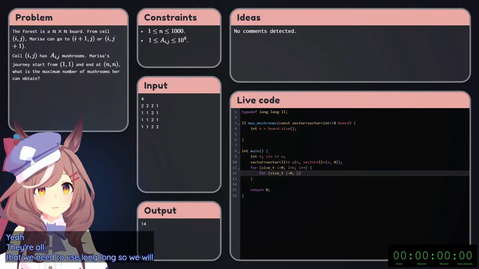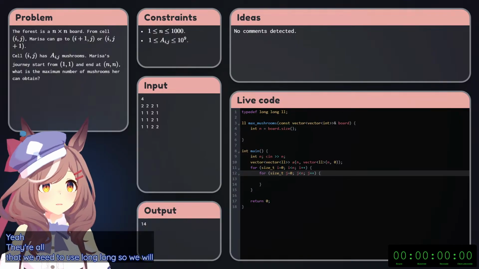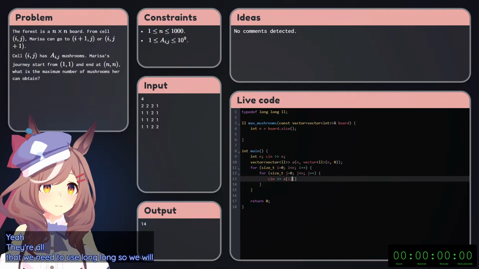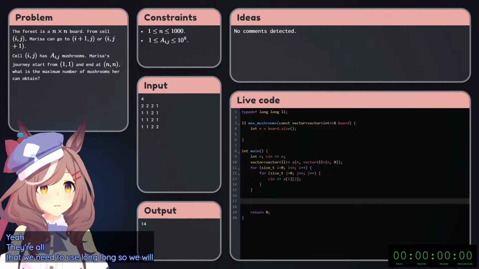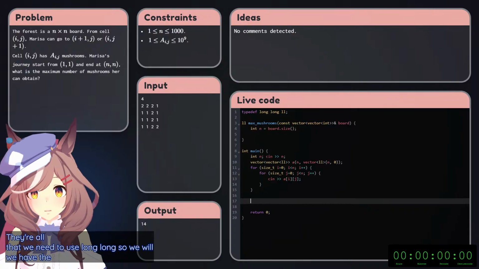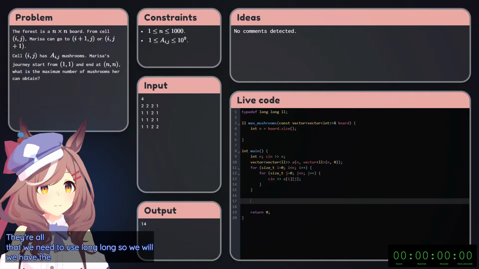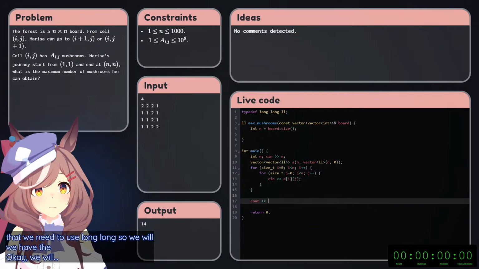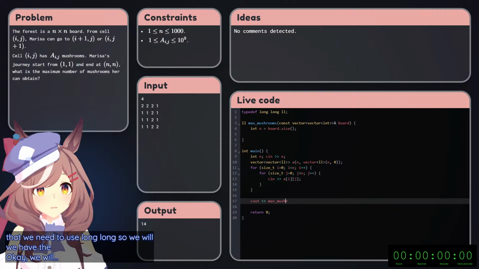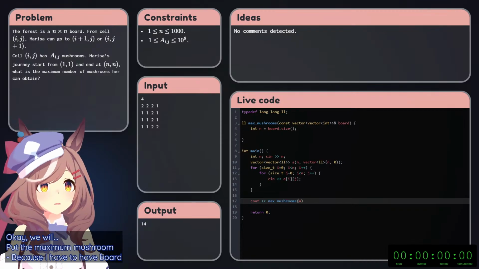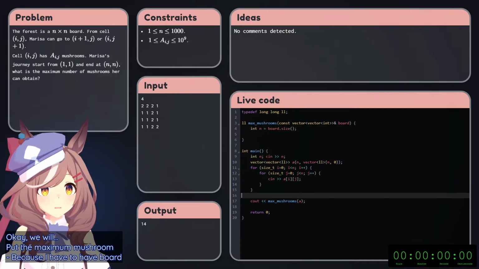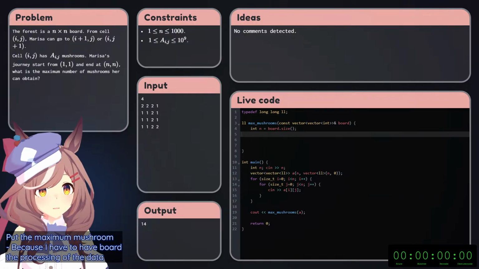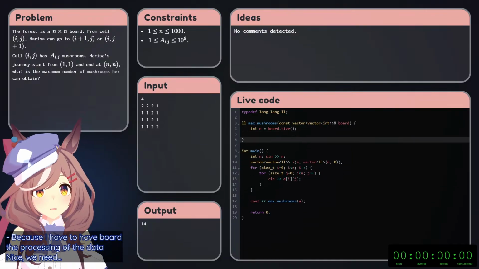Okay, and we have the result. So we will output the maximum mushroom of that board. That's the processing of the data. Next, we need to calculate the DP array.